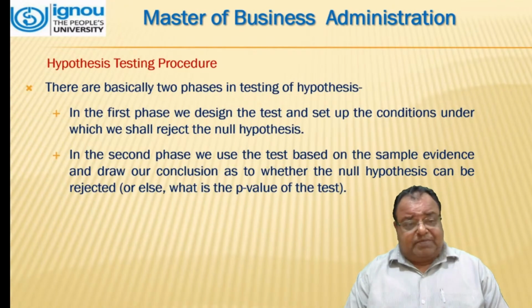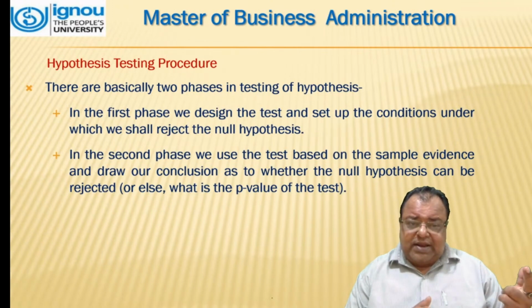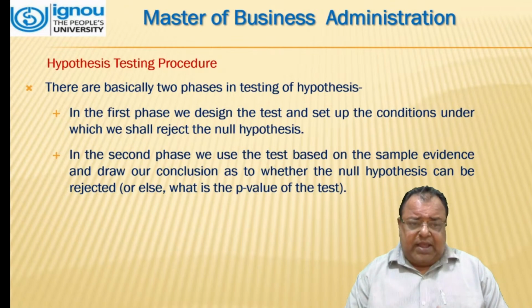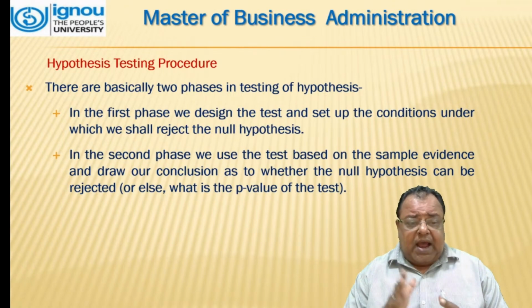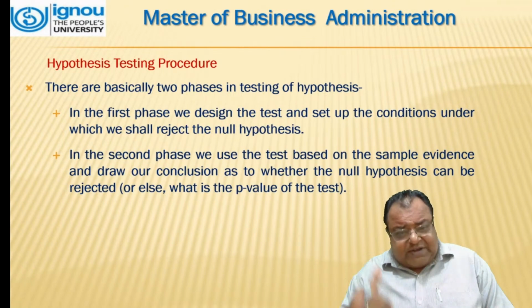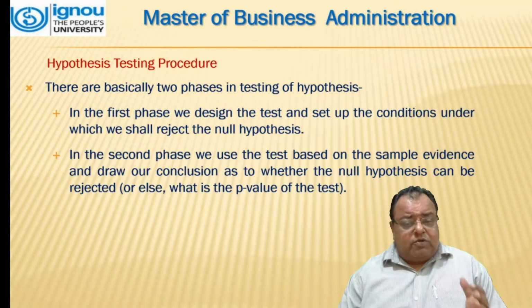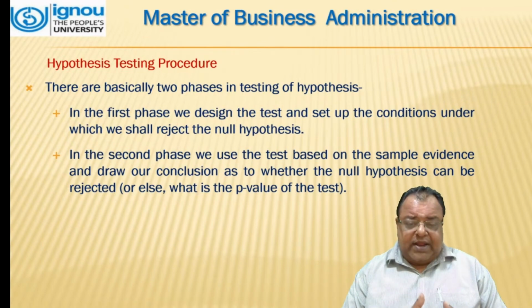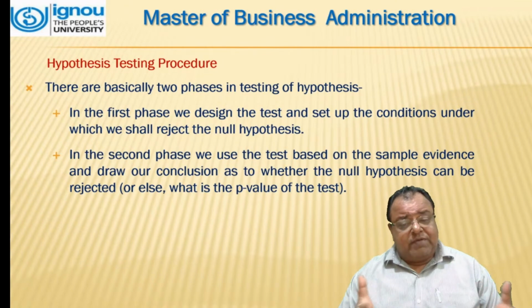Now, what is the procedure of testing the hypothesis? Basically, there are two phases in testing of the hypothesis. In the first phase, we design the test and set up the conditions under which we shall reject the null hypothesis. The second phase is we use the test based on the sample evidence and draw our conclusion as to whether the null hypothesis can be rejected, or else we use the p-value of the test.